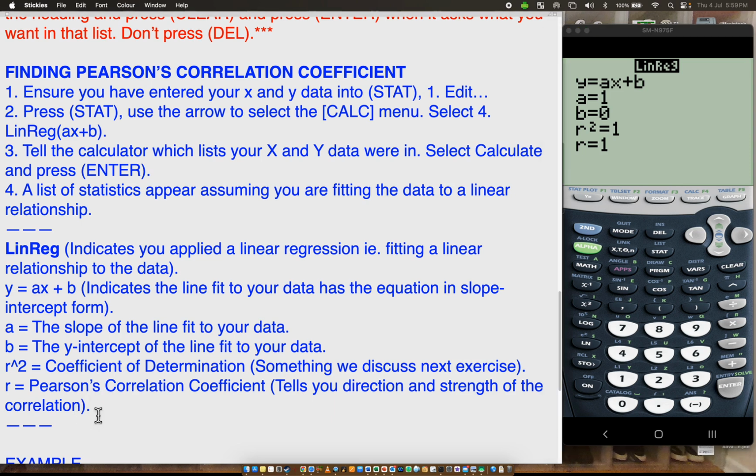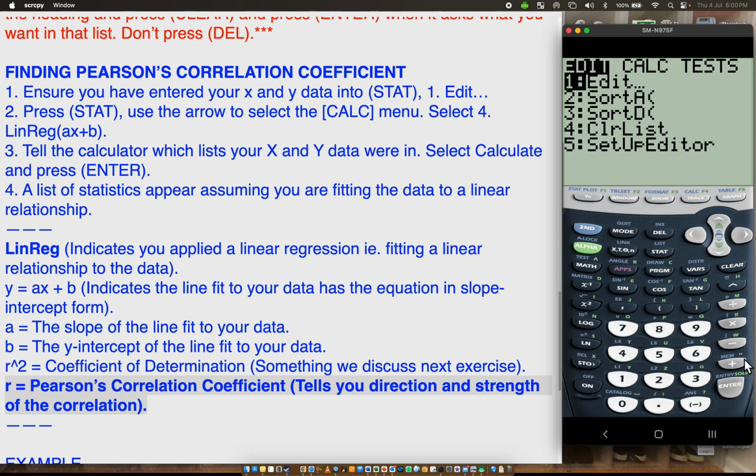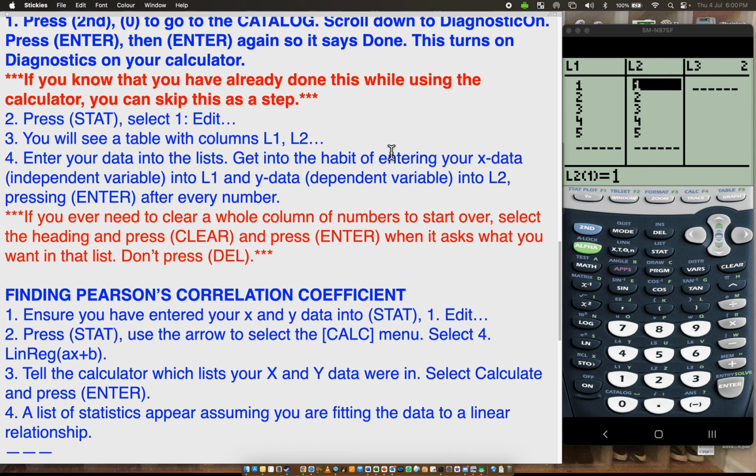And here is Pearson's correlation coefficient, R, which we said was going to be 1, and you can see it is 1. Why? Because it's got a positive direction, positive 1, and the strength is perfect because, as you can see from the data, it's 1 to 1, 2 to 2, 3 to 3, 4 to 4, and 5 to 5. So that is how you find Pearson's correlation coefficient and also how you enter the data.